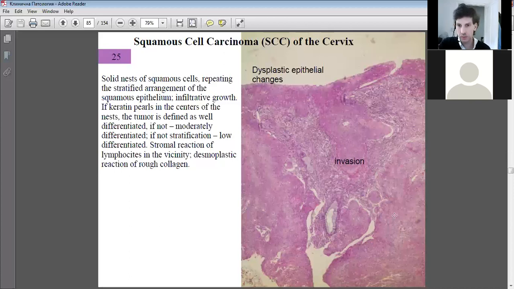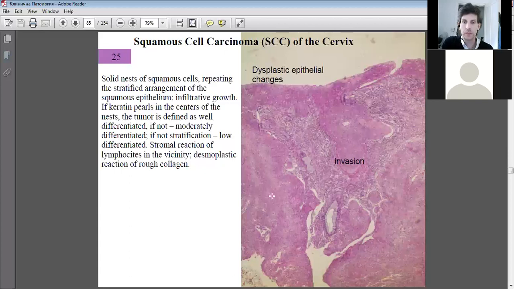Fairly disruptive tissue function all over in this slide. So the stromal reaction is disruptive. Desmoplastic reaction of rough collagen. Collagenous protein deposition is occurring. Let's see if we can find some of that. Collagenous mass over there. Collagenous deposition in this area. Yeah. It's going to cause the cervix to harden.